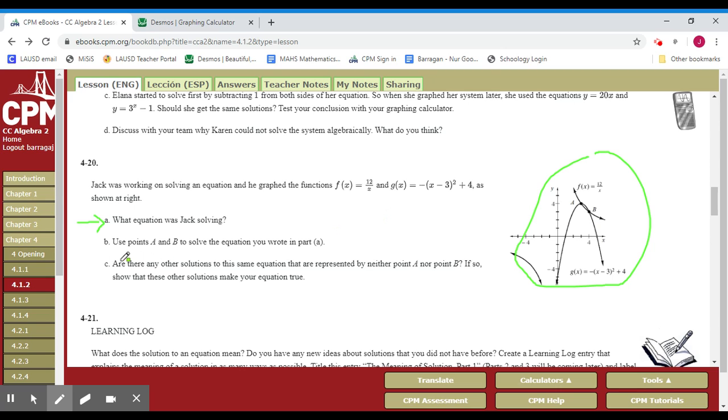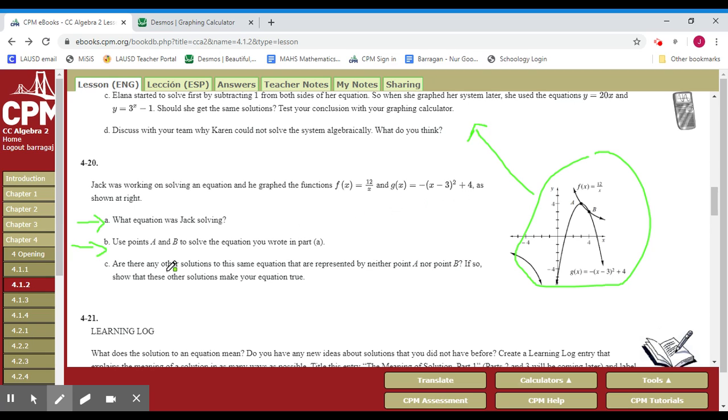Now, part B says use point A and B to solve the equation you wrote in part A. So this is still related to maybe the previous problem, if you want to look back at your notes from there or reread that problem. So it says solve the equation you wrote in part A. So what are they talking about in this question?